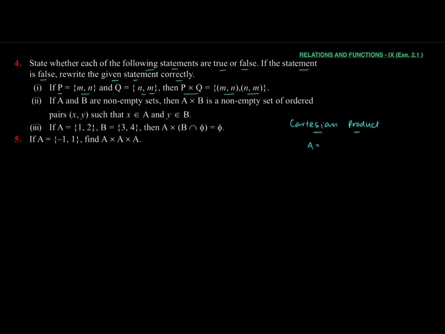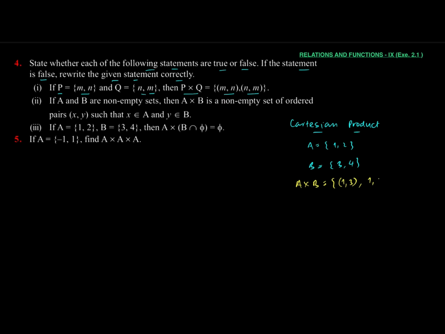Suppose we have two sets. The first set is set A having elements 1 and 2, and the second set is B with elements 3 and 4. Their Cartesian product, denoted by A cross B, will contain all ordered pairs such that the first element of each ordered pair belongs to set A and the second element belongs to set B. So the first element will be (1, 3), that is this element and this element.